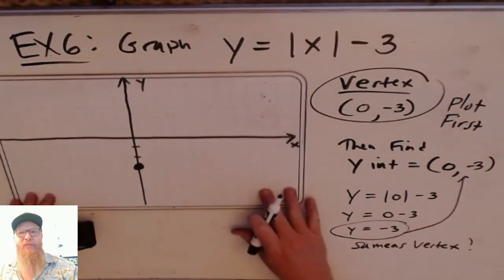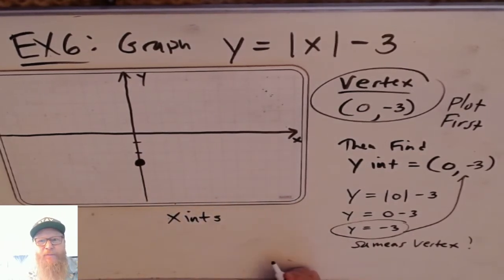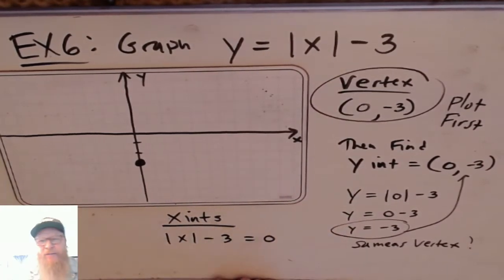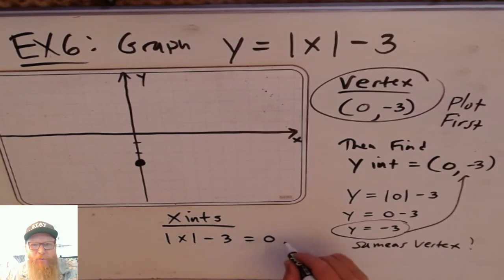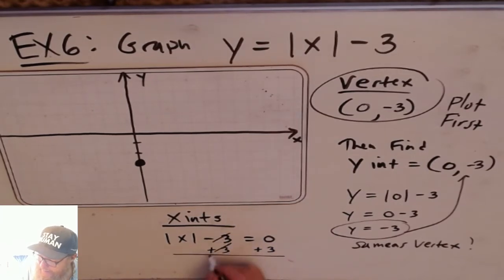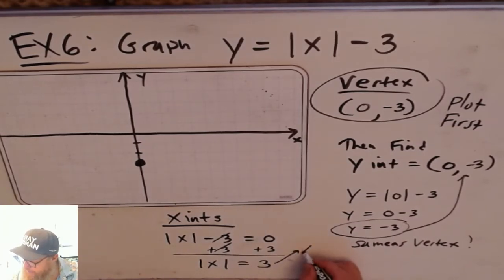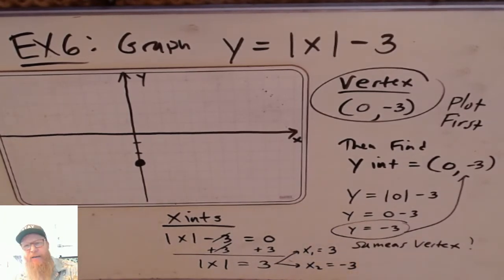All right. Next, find the x-intercepts, if there are 2 of them. So take this equation and set it equal to 0. Notice I'm moving the y onto the right-hand side, just so it doesn't look backwards. And then I get +3, +3. Absolute value is equal to 3. Stop and think. Is that possible? Sure, it's possible. The absolute value could be equal to 3. In fact, there are 2 answers. One of them is 3. The other one is -3.